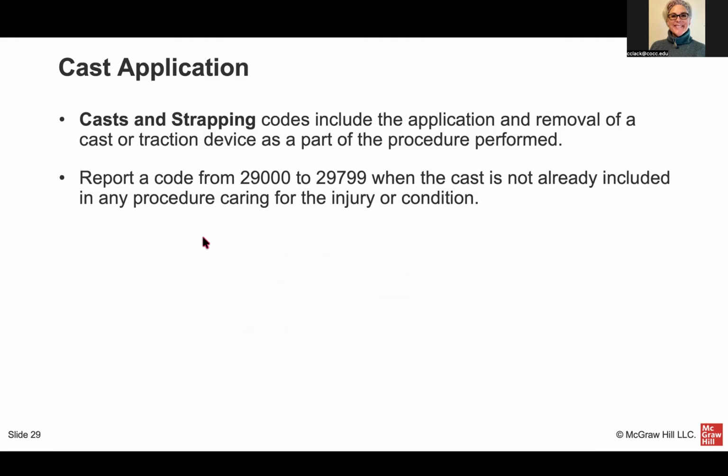But here's when you do separately code the cast. When the cast is not already included in any procedure for the injury, you're going to use codes from 29000 to 29799. Now, this can happen when a patient comes in for a cast change, when a different provider applies the cast, or when casting is the only service provided and there's no associated fracture treatment procedure. So you might see this in the emergency room. You might see a soft cast application to a limb, and that would be applied in an emergency room situation.